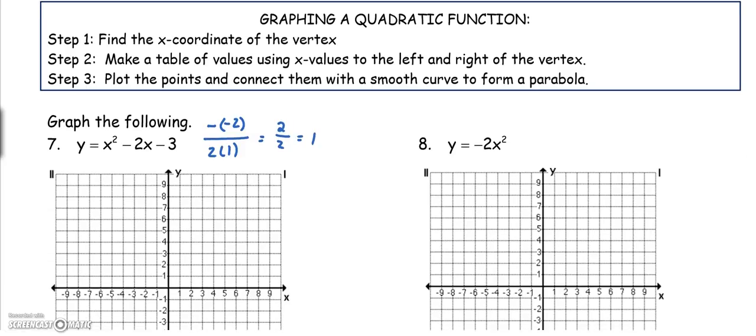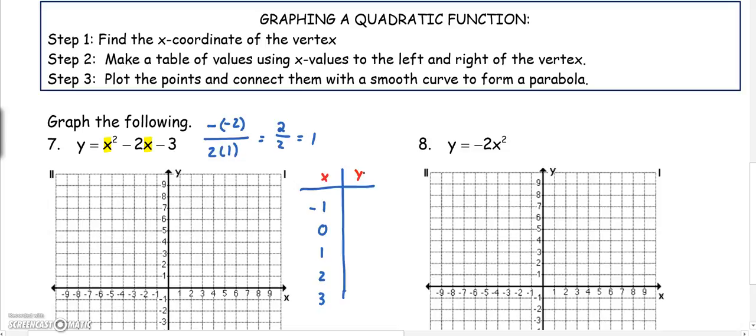Once I know that my vertex has an x-coordinate of 1, I'm going to make a table. So I want 2 numbers that would be to the left of 1 on my graph and 2 numbers to the right of 1. So I'm going to do negative 1, 0, 1, 2, and 3. Then I'm going to take these numbers, I'm going to substitute them into my equation for x to get my y-coordinates.